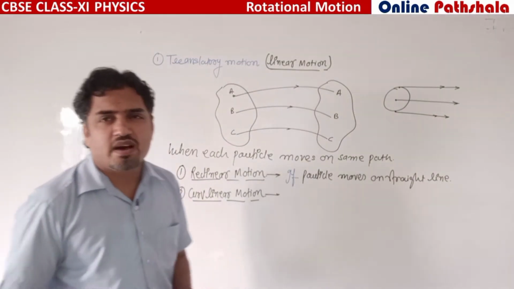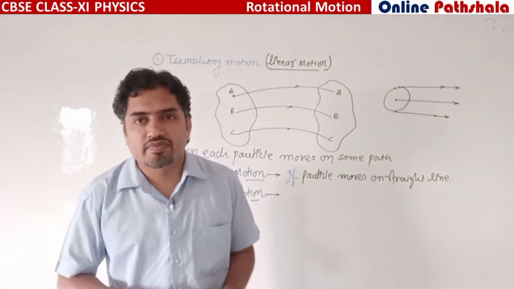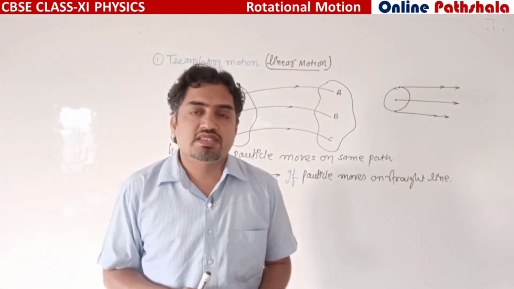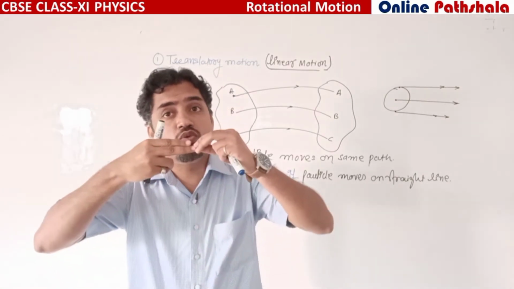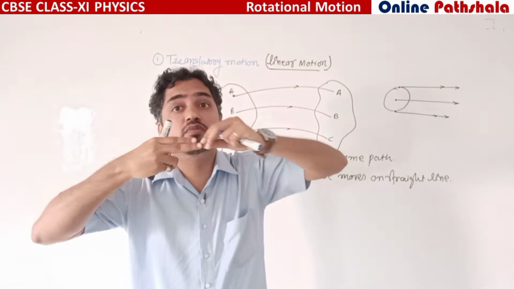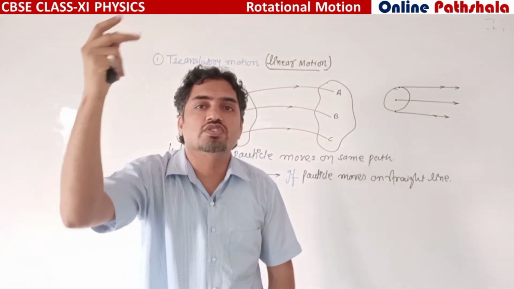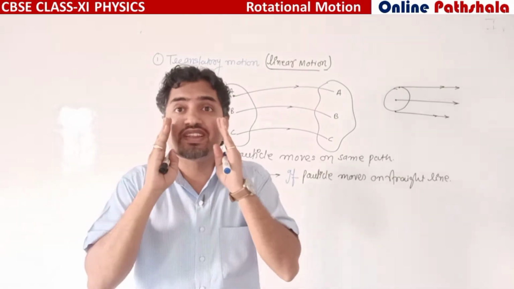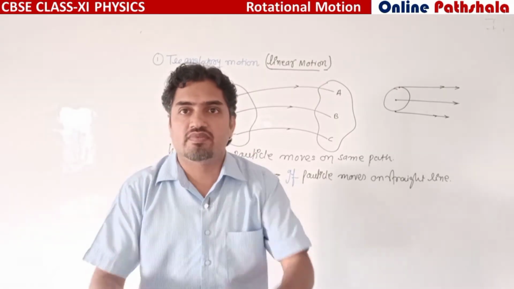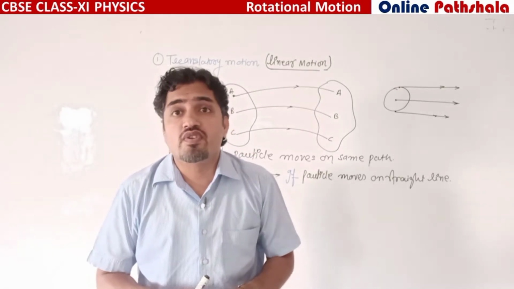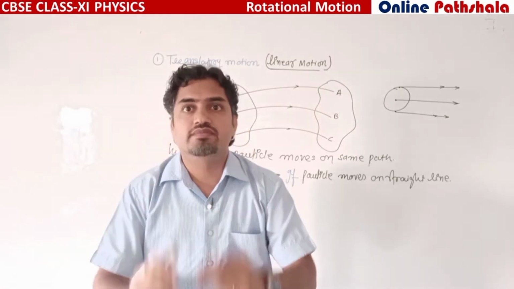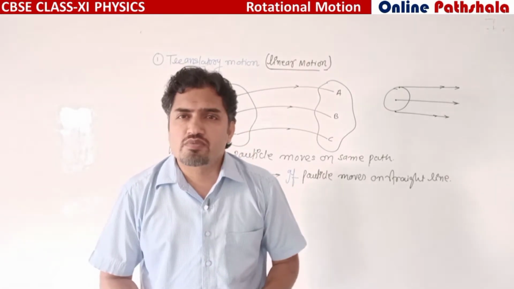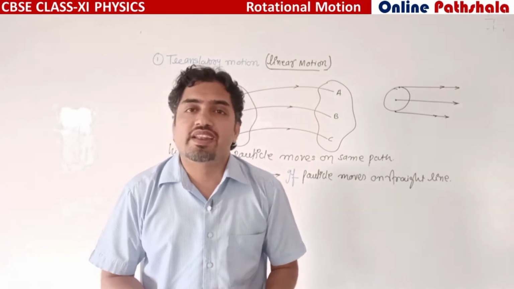We can take so many examples like that. If you are firing a bullet in free space, then what will happen? The bullet will move on a straight line. This type of motion is called rectilinear motion. If a train is moving on a straight track, it is rectilinear motion. If your car is moving on a straight road, it is rectilinear motion.